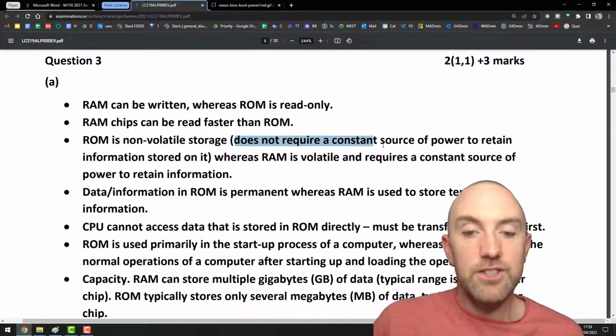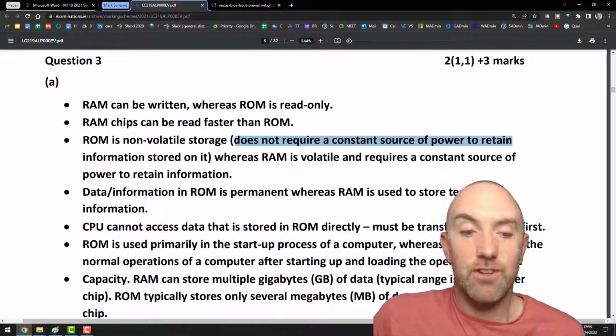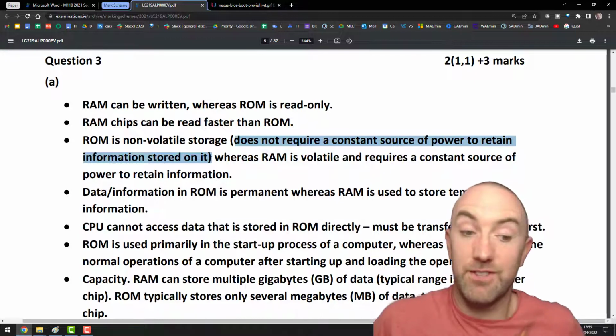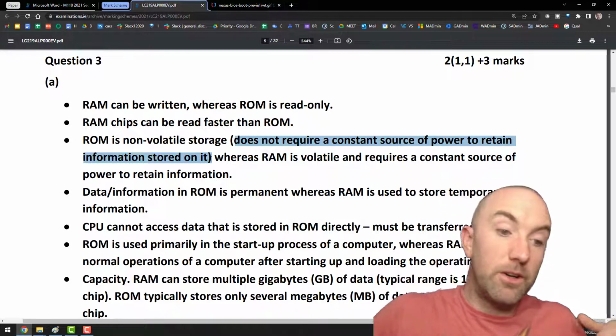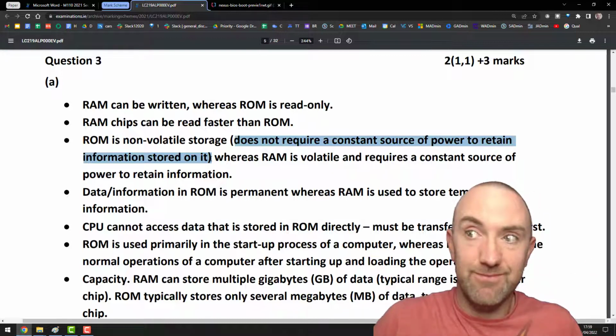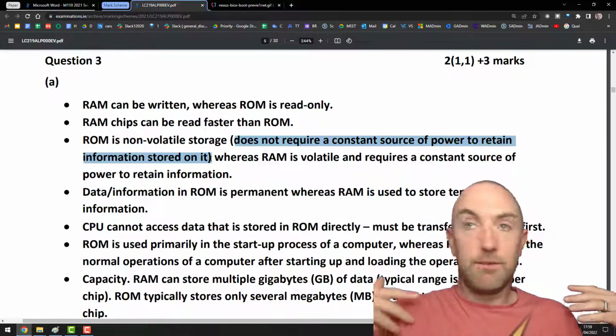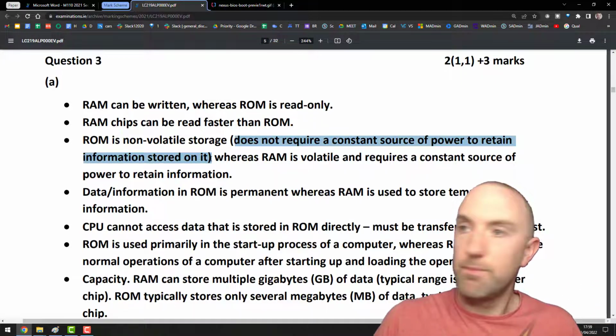What does that mean? It does not require a constant source of power to retain it. So you pull the plug, RAM is gone. It's gone out of your head. It's very similar to thinking of numbers in your head. Go to bed, wake up, it's gone.